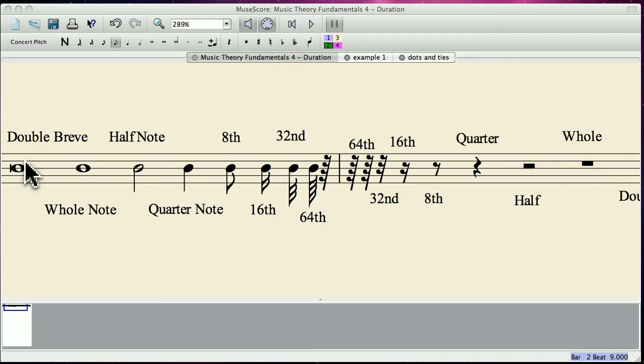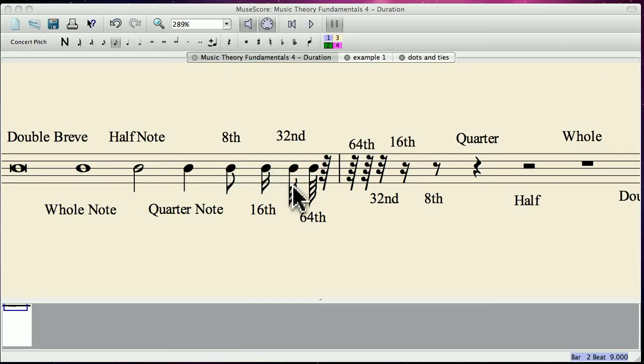Here we have the double breve, and this is notated with an open note head and 2 lines on either side of the note head. I'm going to go through the names here and then talk a little bit more about it. This is what a whole note looks like, which is just an empty note head. Then we have a half note, an empty note head with a stem. Quarter note, filled in note head with the stem. Eighth note with a filled in note head, a stem, and 1 flag.